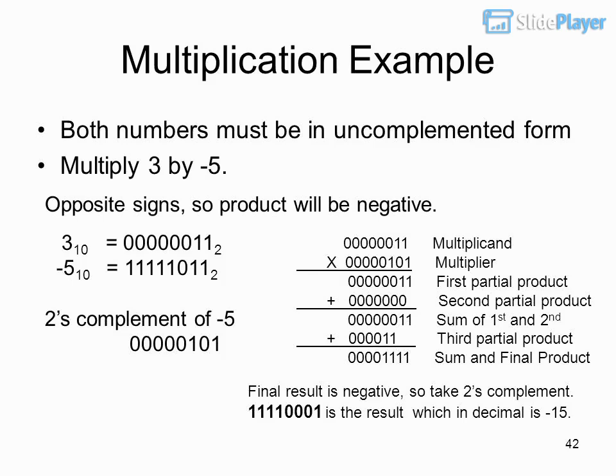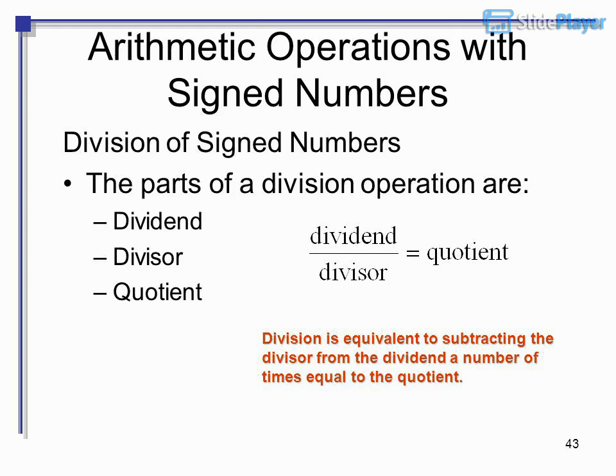Final result is negative, so take 2's complement. 11110001 is the result, which in decimal is minus 15. Arithmetic operations with signed numbers.